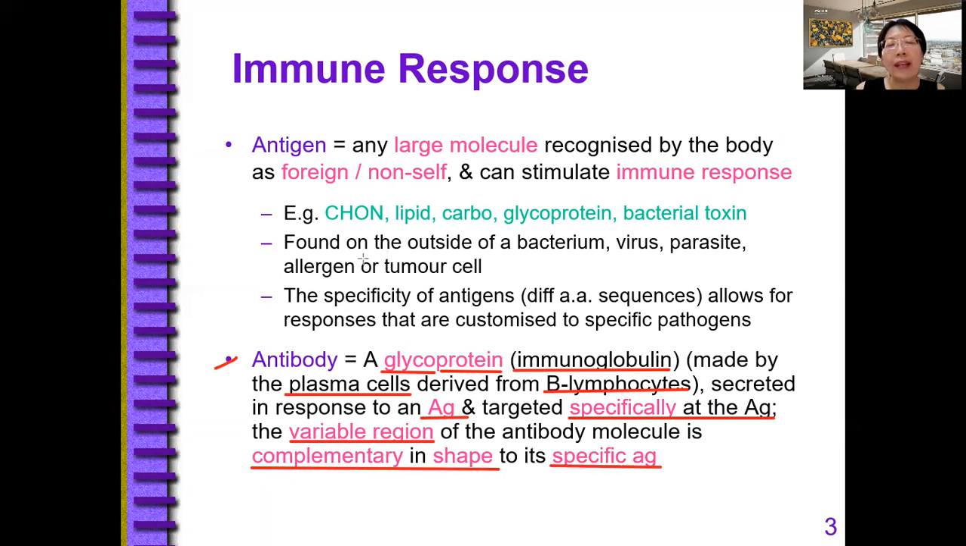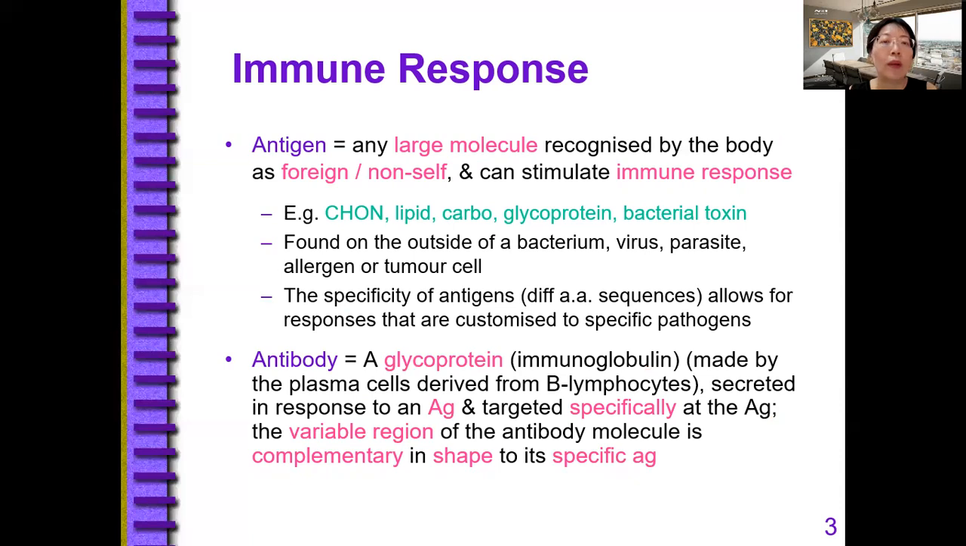We will look at antibody structure and function in a separate lesson. So here you only look at the definition, just in case you want to know what is antibody.